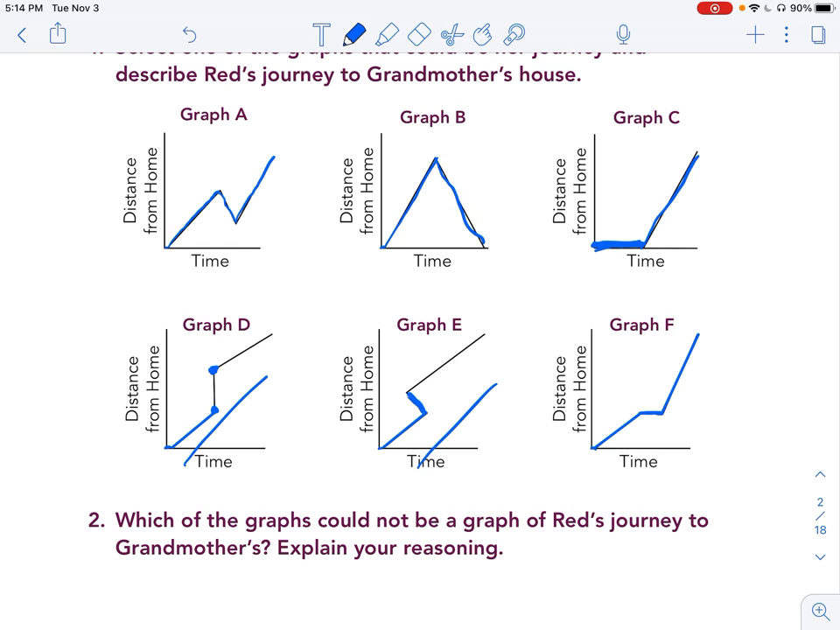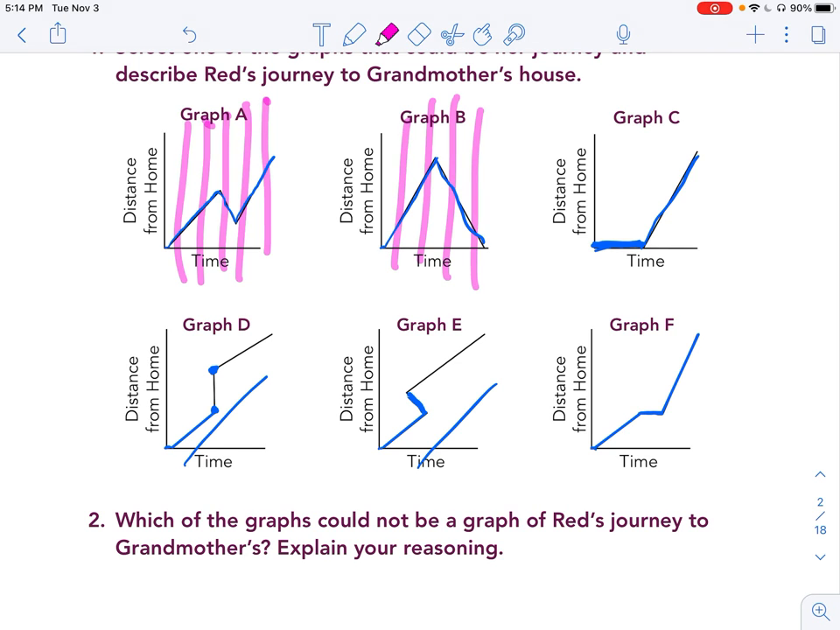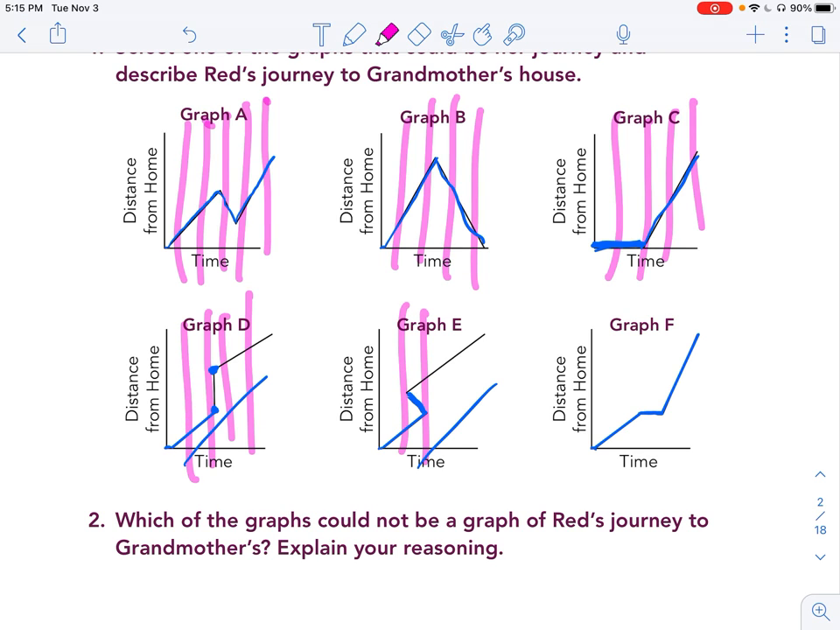Now, which one of them is not a function? So if I was to draw horizontal lines, those are horrible horizontal lines. Which one of these would be functions? And which would not be a function?